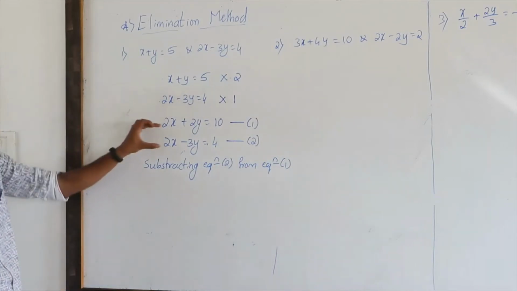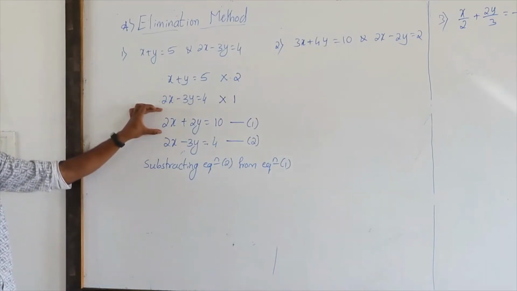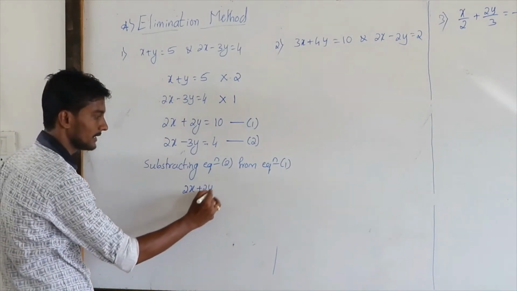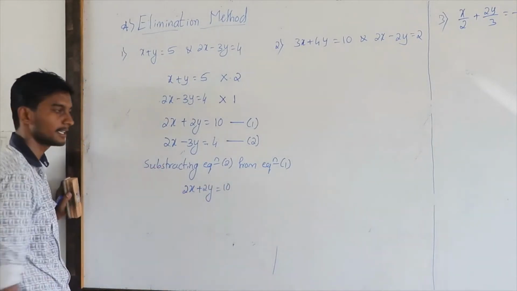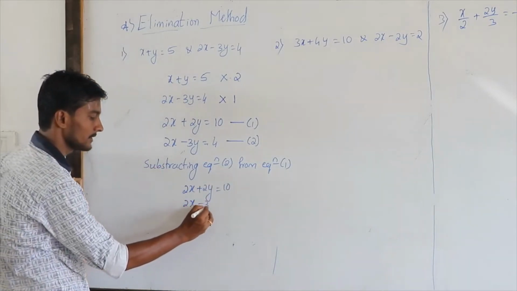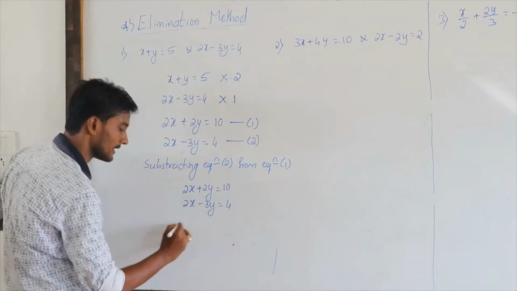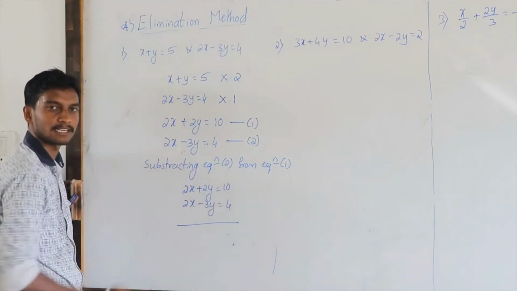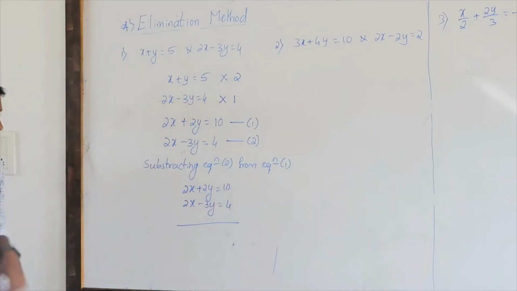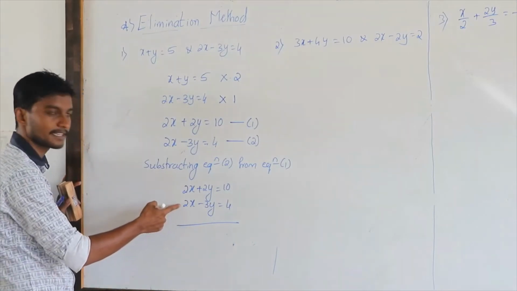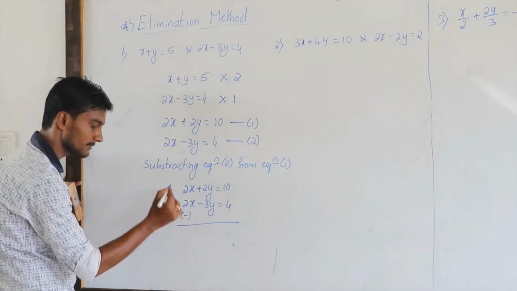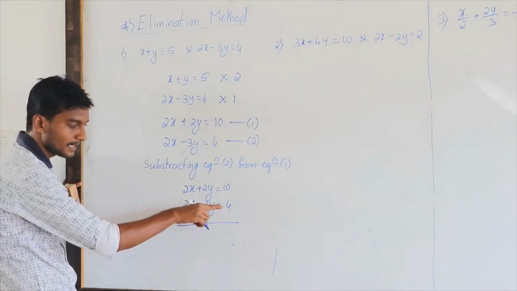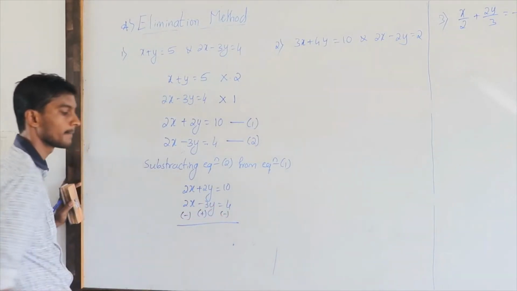This equation 2 you have to subtract from equation number 1. So you are subtracting equation number 2, which is 2x minus 3y is equal to 4, from 2x plus 2y is equal to 10. If you are subtracting, change all these signs. If you are adding, no need to change the sign. If you are subtracting, you have to change the sign. Here the sign is plus, if you change, it becomes minus. Here it is minus, if you change, it becomes plus. Here it is plus, if you change, it becomes minus.